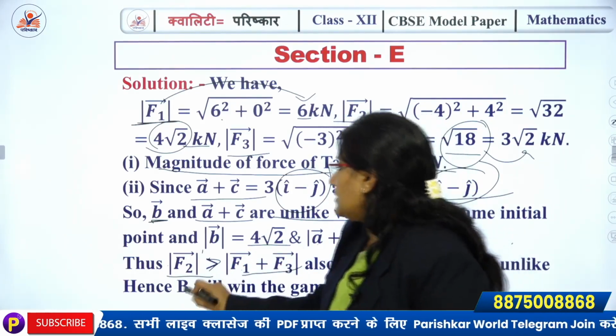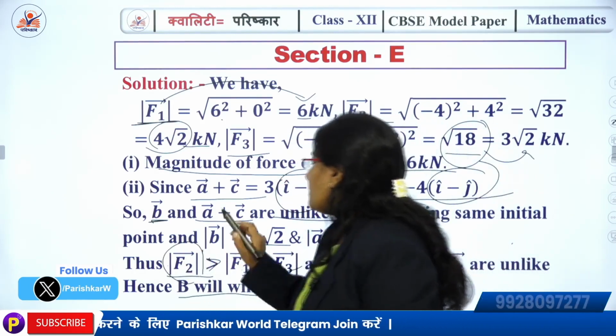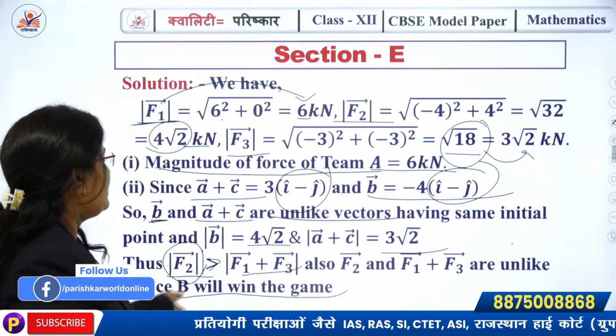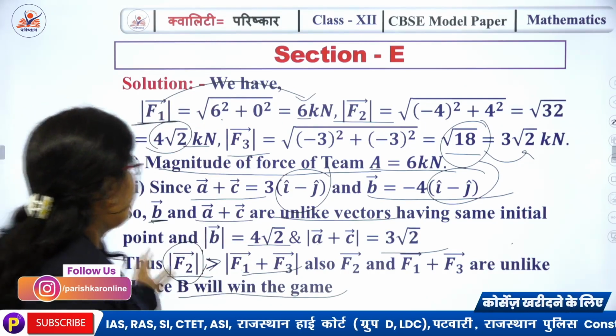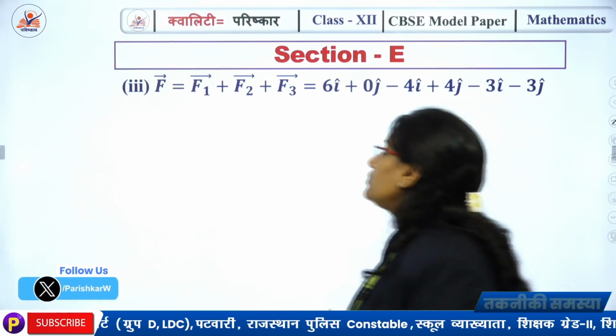That means team B will win the game, because F2 is the force pulled by team B. The question was which team will win, so team B will win. Okay students, now come to the next, third part of the question.